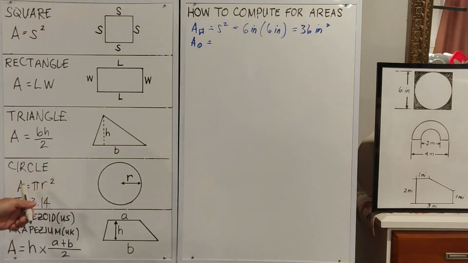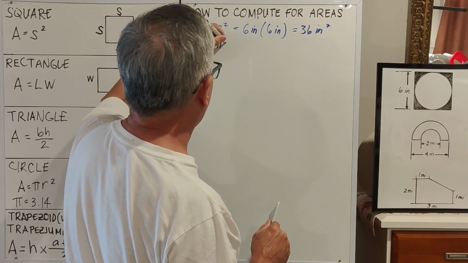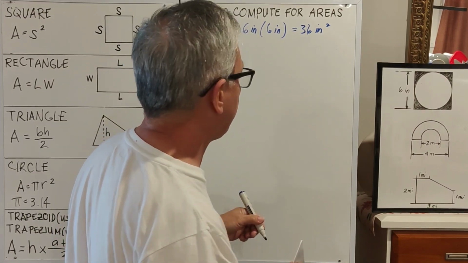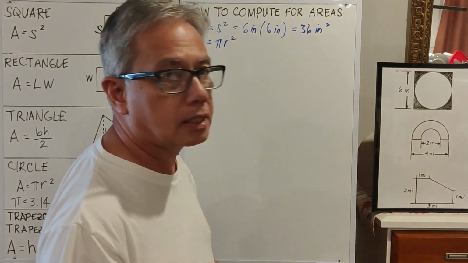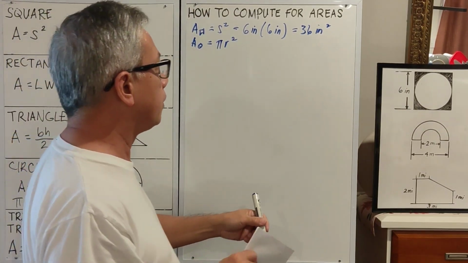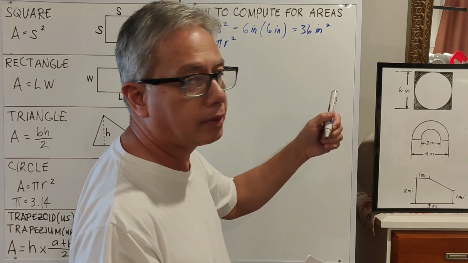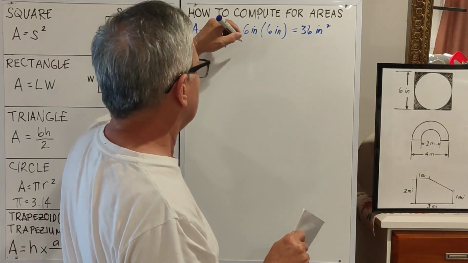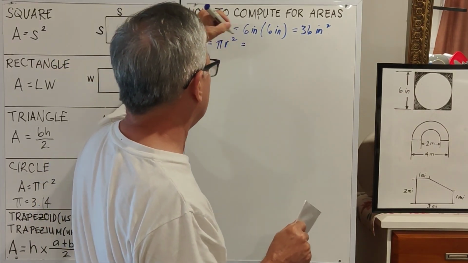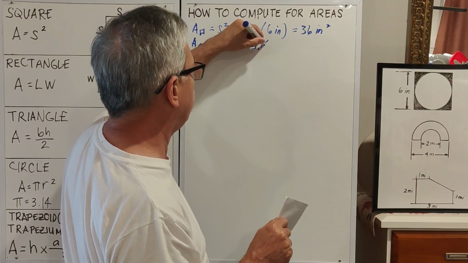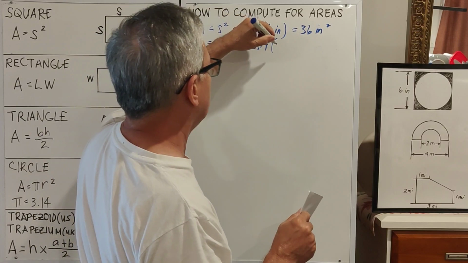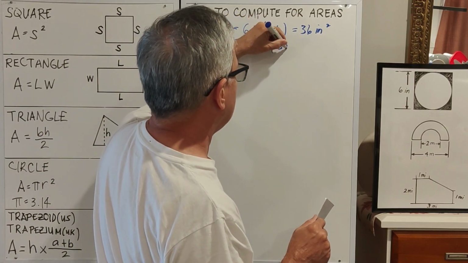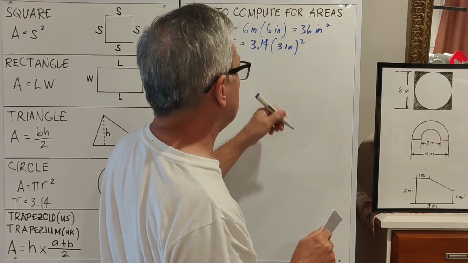Now the area of the circle is pi r squared. The diameter of the circle is 6 inches, so the radius would be half of that, 3 inches. So we solve for the area. The pi is 3.14. The radius would be 3 inches, the quantity squared.